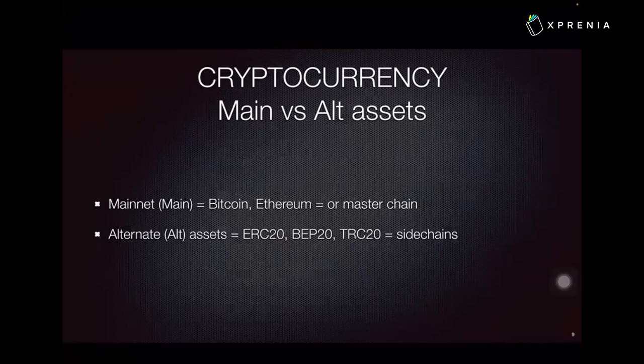Today you can send assets from one side chain to another, but you have to go through a bridge to use it. If you are wondering what a bridge is, it's a tool that helps you convert your assets from the ERC chain to the Binance Smart Chain asset.